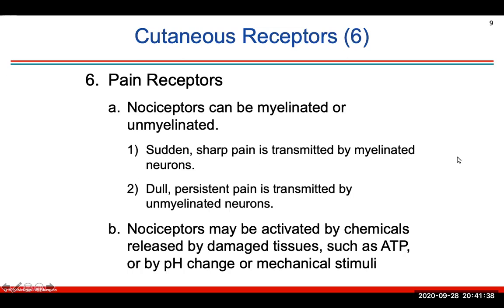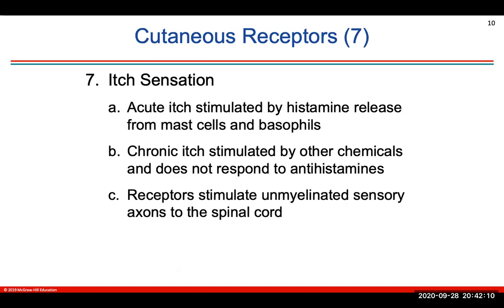Pain receptors, nociceptors, another word for them, can be myelinated or unmyelinated. A sudden sharp pain will be transmitted by the myelinated neurons. Remember, things always travel faster through myelinated neurons and slower through unmyelinated neurons. So dull, persistent pain will be transmitted by unmyelinated neurons. Nociceptors may be activated by chemicals released by damaged tissues like ATP, or by any sort of pH change or any other mechanical stimuli.